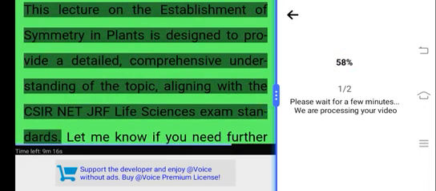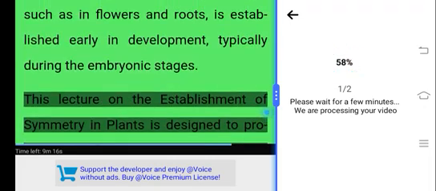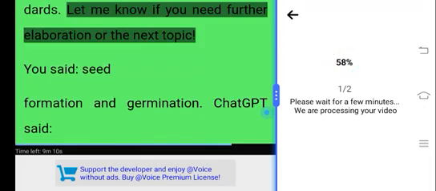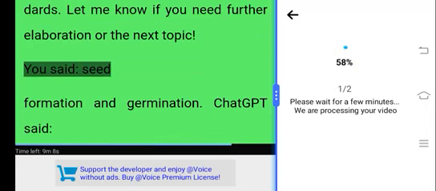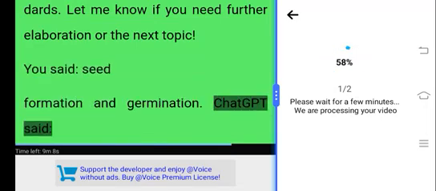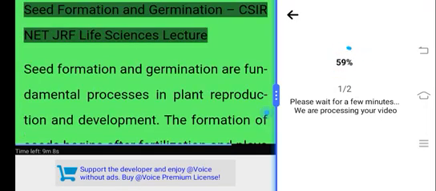This lecture on the establishment of symmetry in plants is designed to provide a detailed, comprehensive understanding of the topic, aligning with the CSIR NET JRF Life Sciences exam standards. Let me know if you need further elaboration or the next topic. You said: seed formation and germination. ChatGPT said: seed formation and germination. CSIR NET JRF Life Sciences lecture.